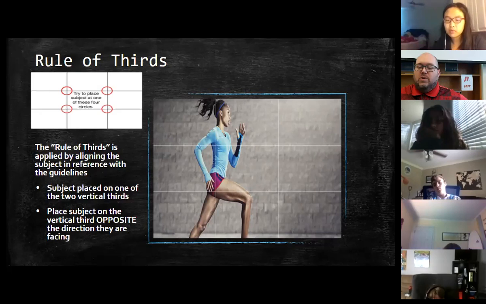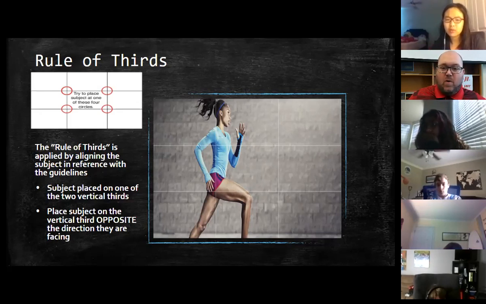All the subjects or things in the shot make up the picture. Now, the rule of thirds specifically focuses on the subject. So looking at the image, Ethan, what's our main focus? What's the main character or the subject of this particular shot? The athlete.